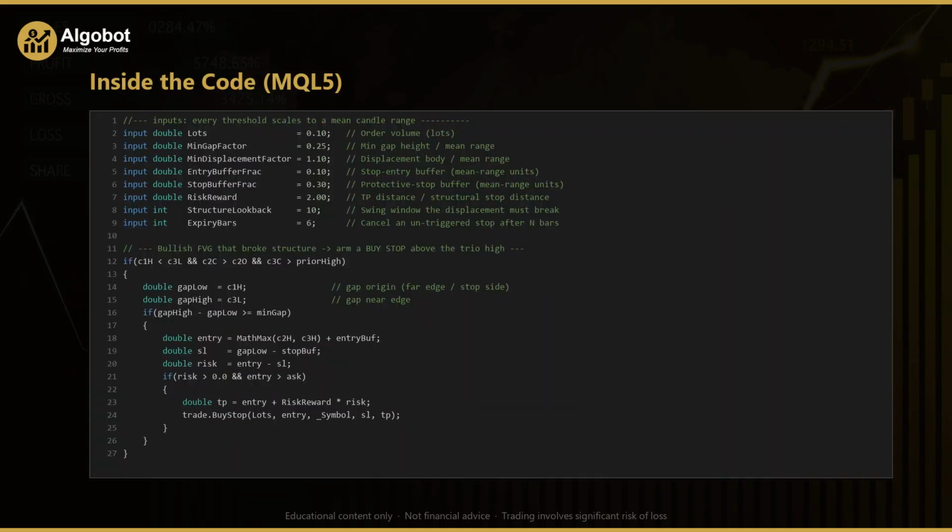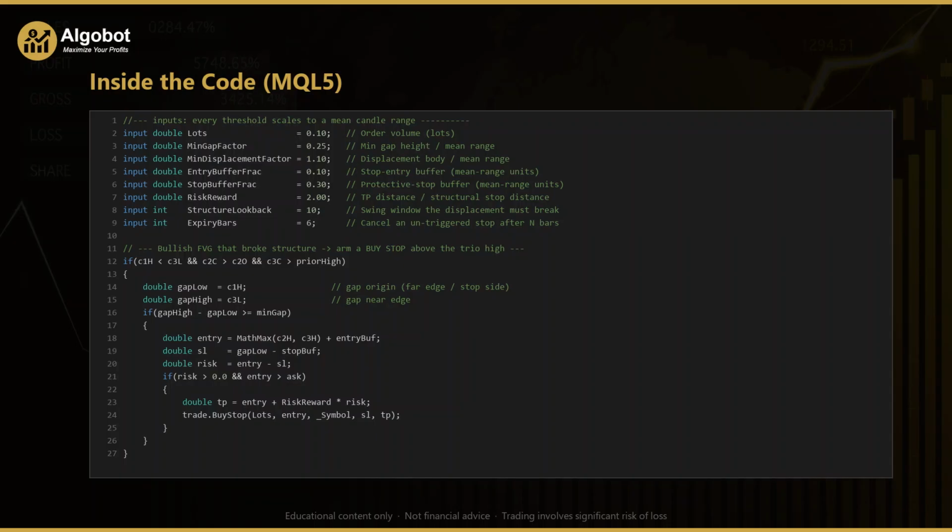Let's read through the code as it appears in MetaEditor. At the top are the input parameters, the dials you can adjust. Lots simply sets the order volume. The minimum gap factor sets how tall the imbalance must be as a fraction of the average candle range. Raise it and you demand bigger, cleaner gaps.